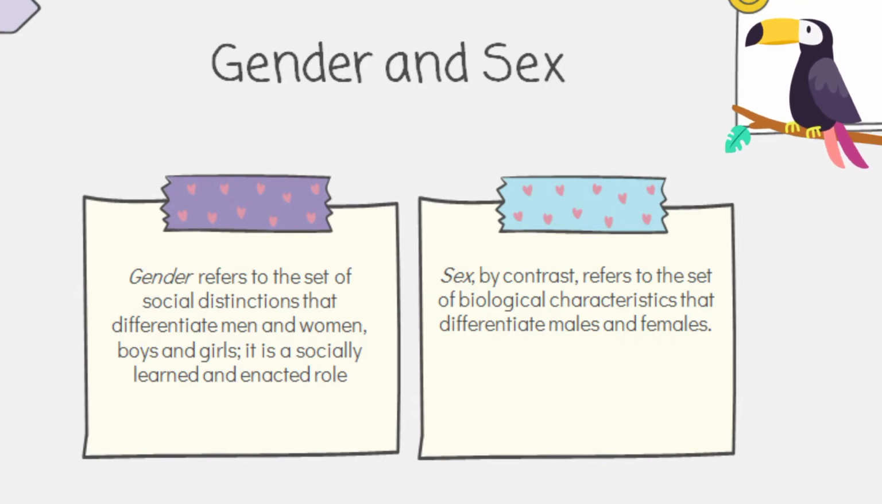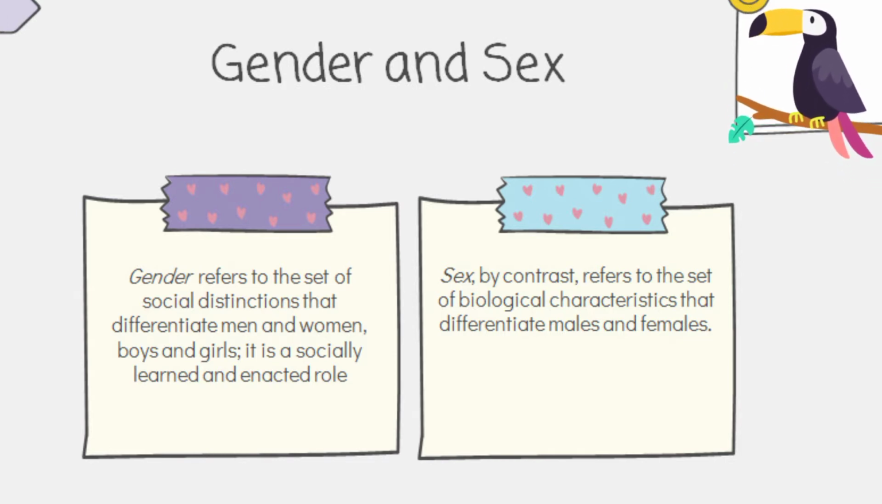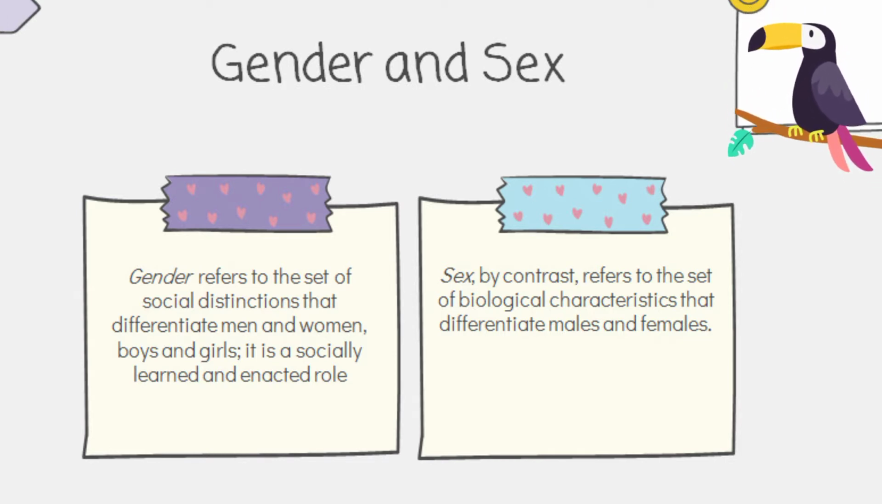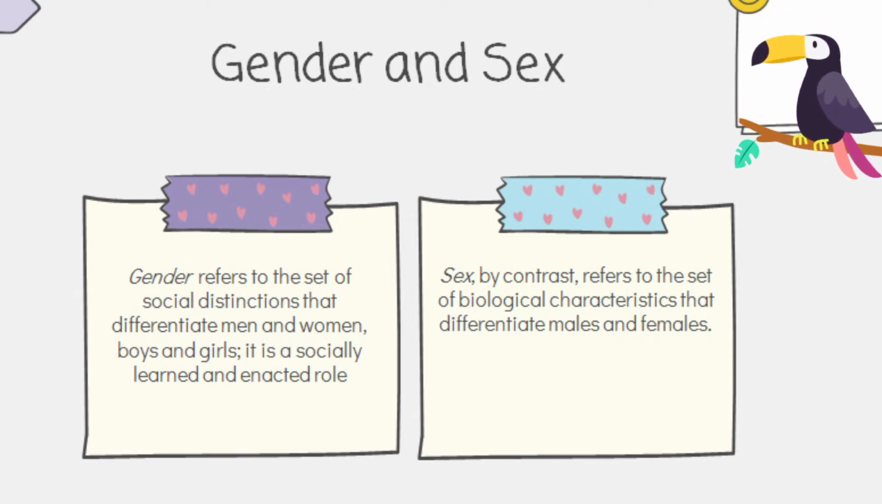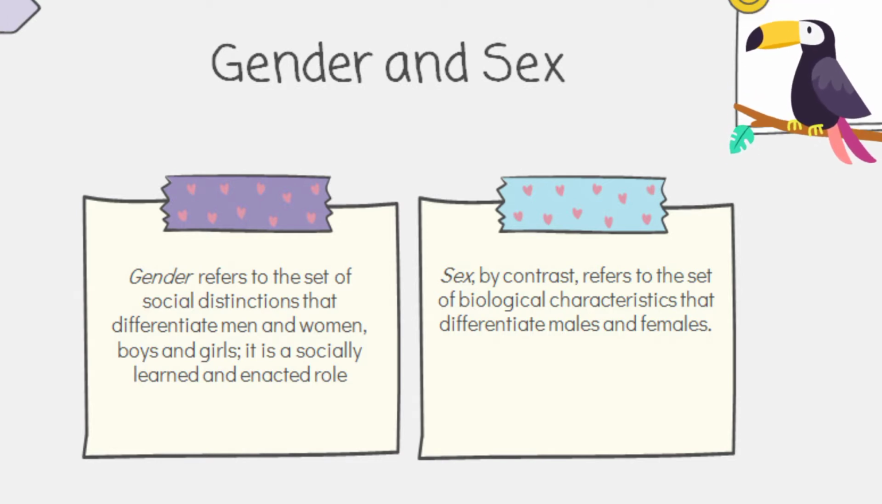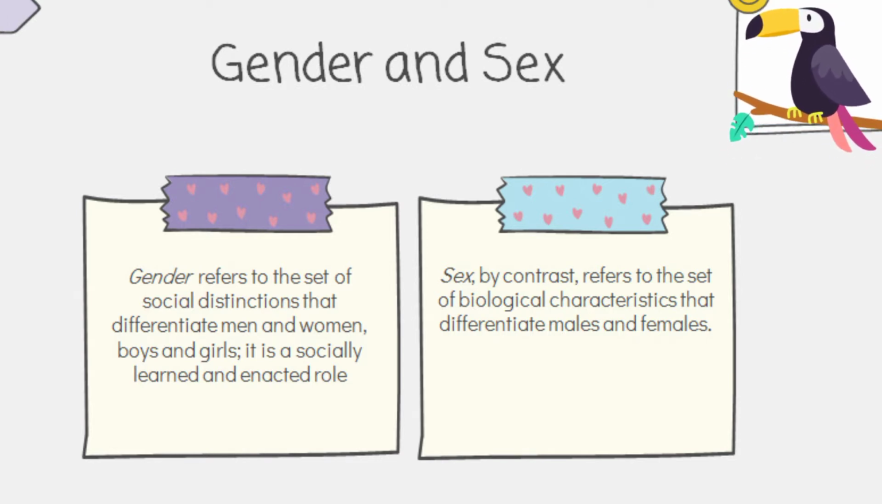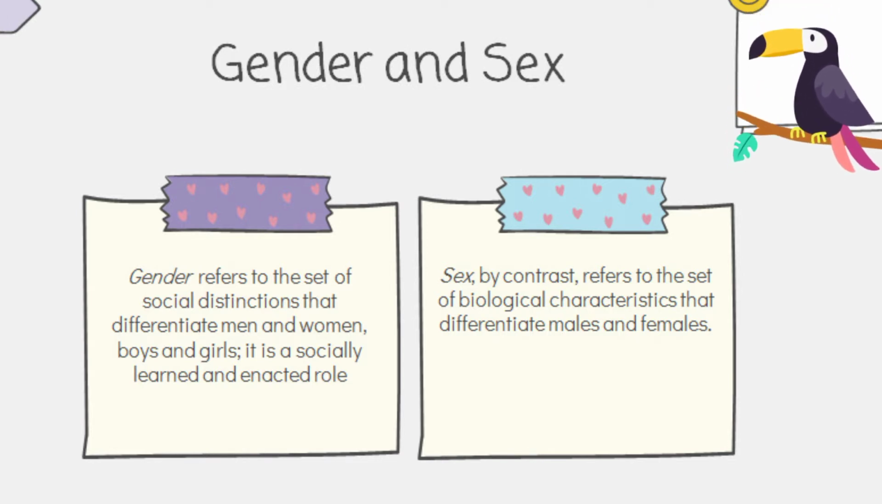First, you have to understand that gender and sex are different. Gender refers to the set of social distinctions that differentiate men and women, boys and girls. It is a socially learned and enacted role. Gender tends to refer to the social and cultural roles of women and men in a particular society.